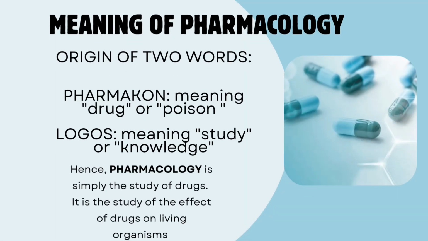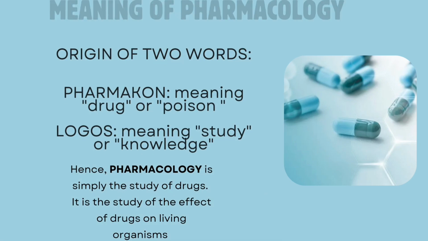Meaning of Pharmacology. Pharmacology has its origin in two words. The first word is pharmacon, while the second word is logos. Pharmacon means a drug or a poison. Notice that every drug is a potential poison at high doses and every poison is a potential drug at small doses. The second word, logos, means to study or knowledge. So putting it together, pharmacology is simply the study of drugs. It is the study of the effect of drugs on living organisms.